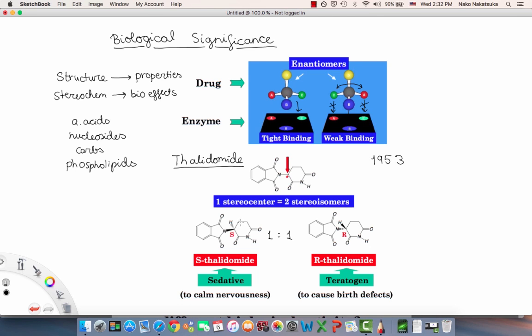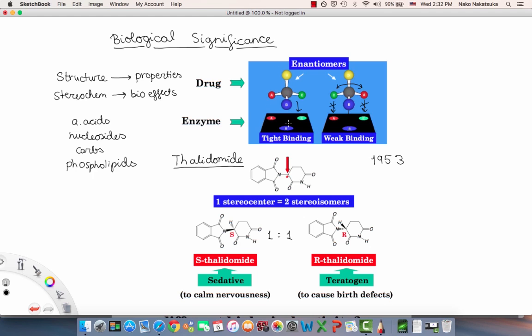And so the reason why these two enantiomers display such different activities is because enantiomers differ in their arrangement of atoms in space, right? And so let me explain this to you in terms of a biological situation, and we can refer back to this diagram right here. So this means that the S enantiomer of thalidomide can fit into the active site of a specific enzyme.